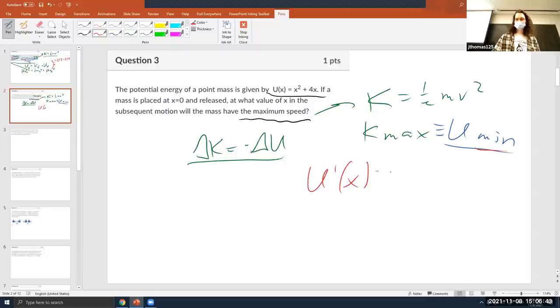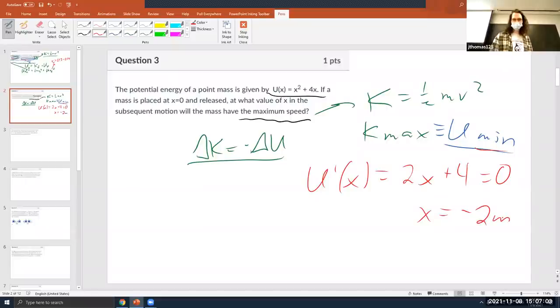U prime of x will be: derivative of x squared is 2x, derivative of 4x is plus 4. And if I want to minimize this function, then I set it equal to 0 and solve for x, as I do in calculus, and you'll get negative 2, not even meters, I don't think. I think it's just x equals negative 2.